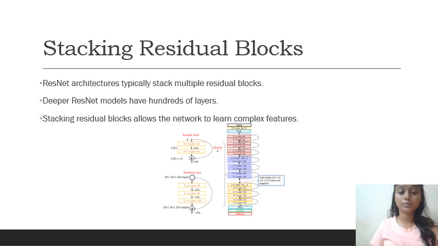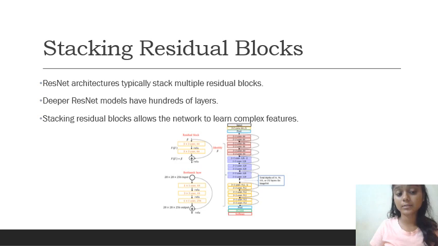Stacking the residual blocks. How do we do that? ResNet architectures typically stack multiple residual blocks. It mainly means we place multiple residual blocks one on another. Deeper ResNet models have hundreds of layers. So in order to build greater deep neural networks, we stack residual blocks with hundreds of layers, placing these multiple residual blocks.